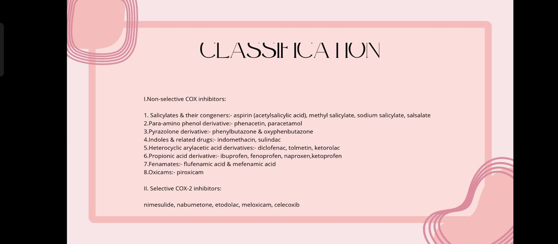It includes nimesulide, nabumetone, etodolac, meloxicam, celecoxib. Now etodolac and celecoxib are generally prescribed for joint pain, for a person who is suffering with gout. These have anti-inflammatory property and reduce the joint pain. Nimesulide is basically not prescribed for children.